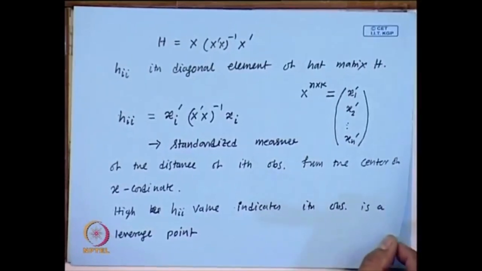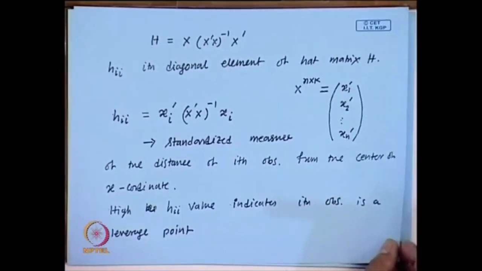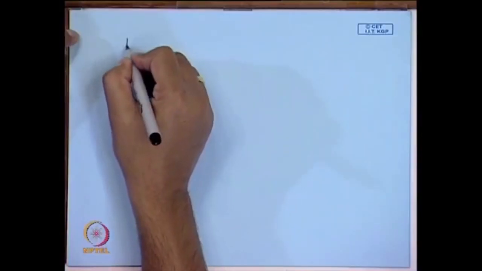Okay, so let me just compute the average value of H. I said that if the value of H_ii is large, then the ith observation is a leverage point. So I am trying to find the average value of H, and if for a particular i, H_ii is much larger, say more than double the average value, then we say that the point i is a leverage point.